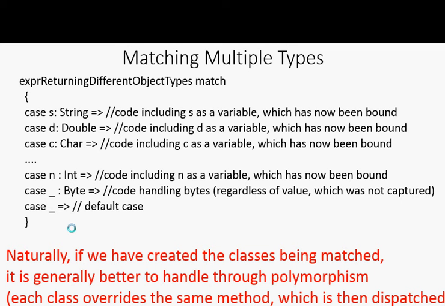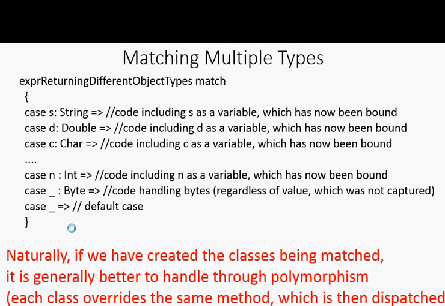And we're asking, okay, if this is a string, then we'll handle it like this. If this is a double, we'll handle it as a double. If this is a char, we'll handle it as a char. You'll notice that, again, we bind this value. So this code over here can refer to D and know with confidence, hey, this is a double, right? This is a double version of this, which is useful.